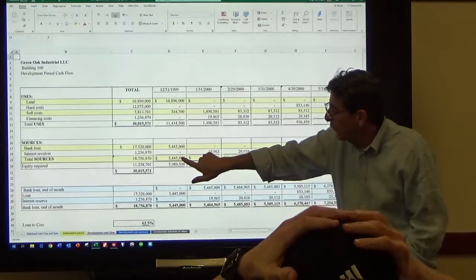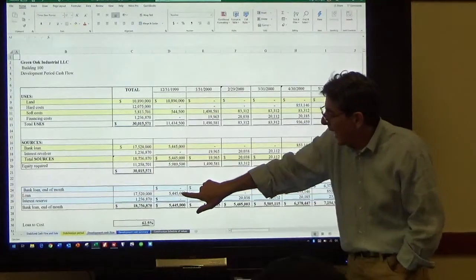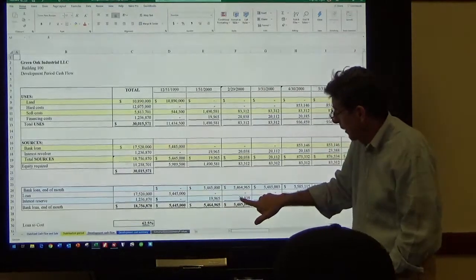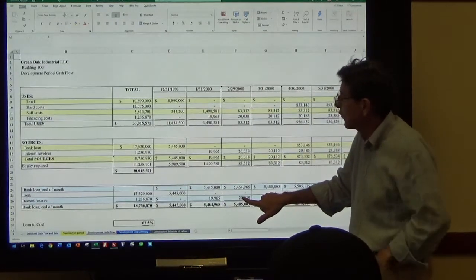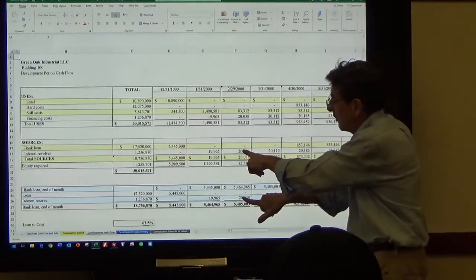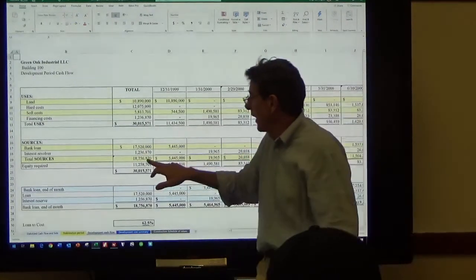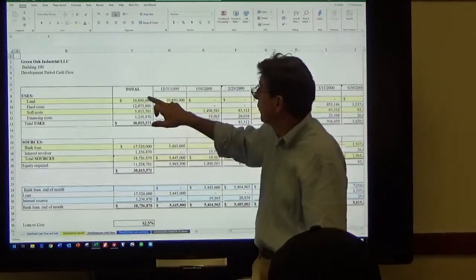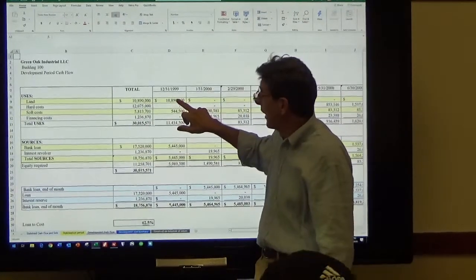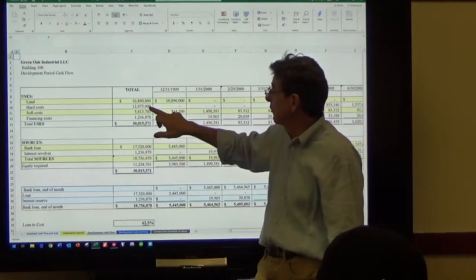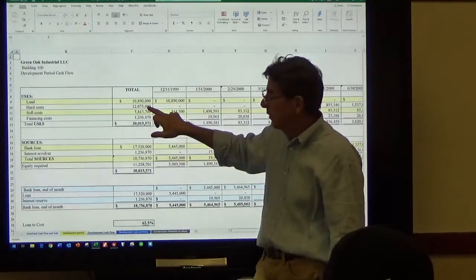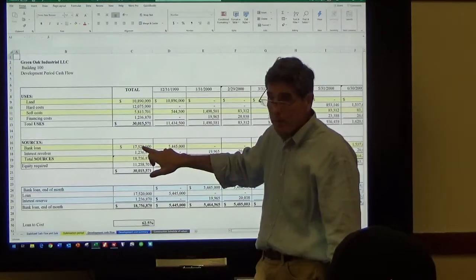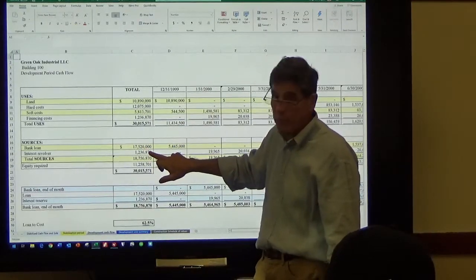Now I gotta pay interest on that. I pay interest, I pay interest. Where do I get the interest from? The interest revolver. Exactly. So at the end of the day, we borrowed 17,520,000, which is half of my land, 5 million bucks, and all of my construction. 5 plus 12 is 17. And I incurred $1 million worth of interest.